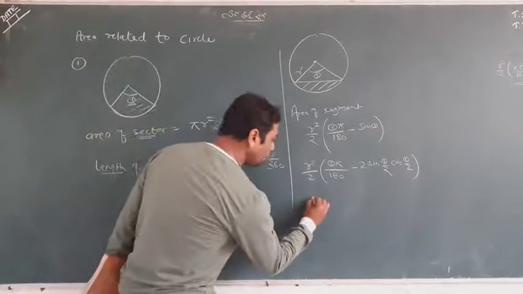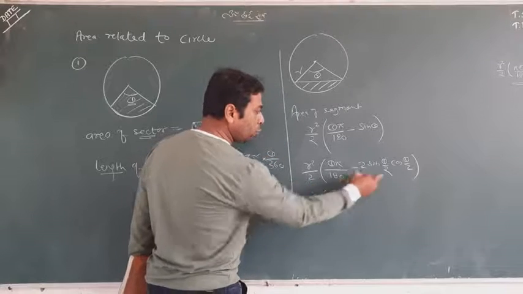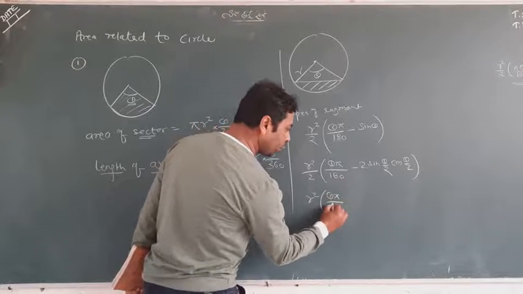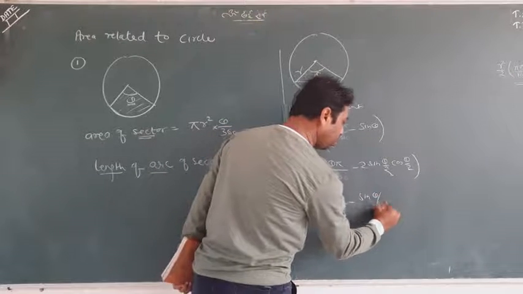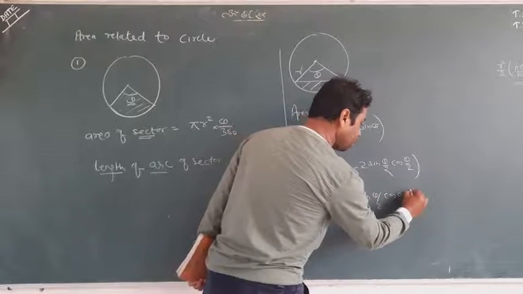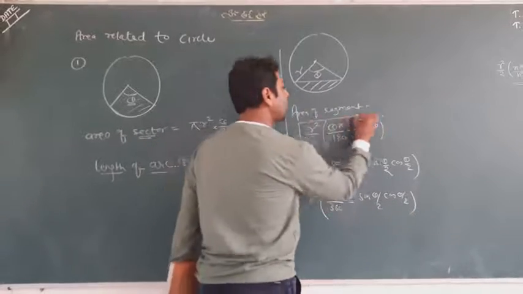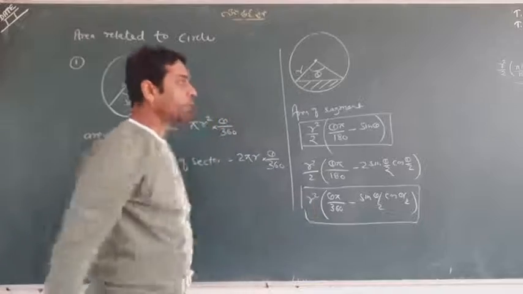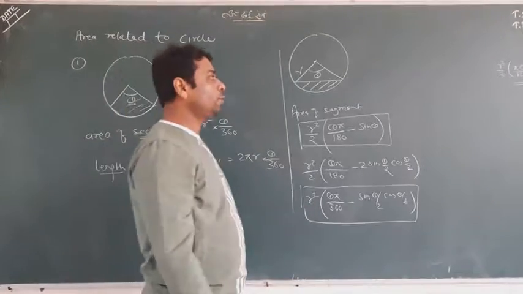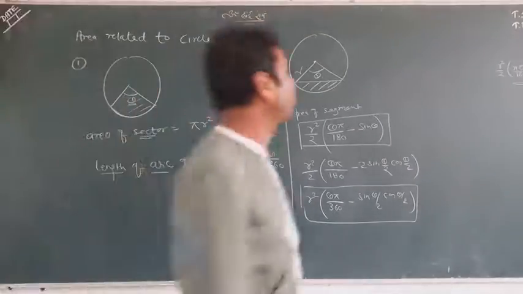One more you also can use: if you want to multiply by 2 in the bracket, theta pi upon 360 will be there, and 2 and 2 will be cancelled. Sine theta by 2 and cos theta by 2 will be there. So three formulas you can use. As far as the easiest is concerned, you can use these two formulas. One of the formulas you can use for a while.